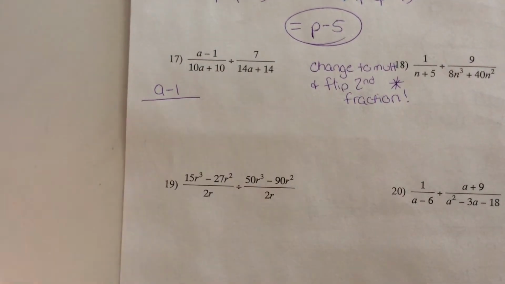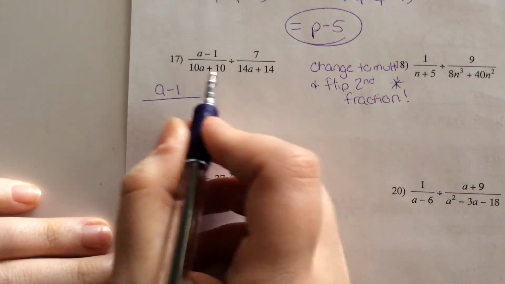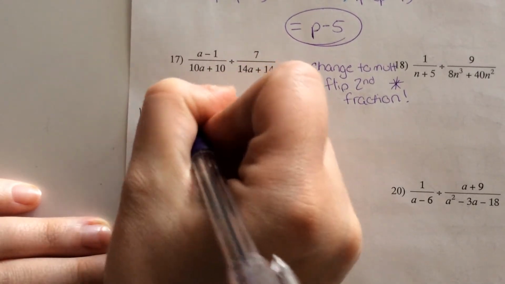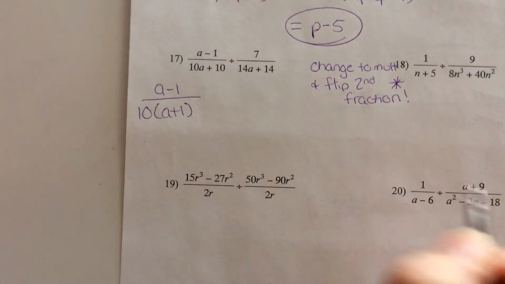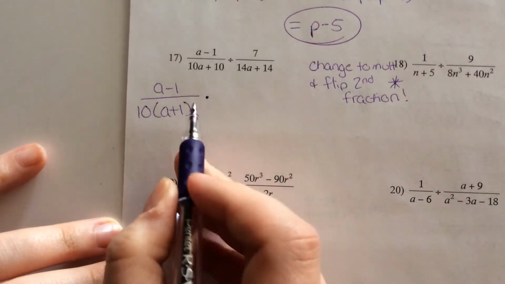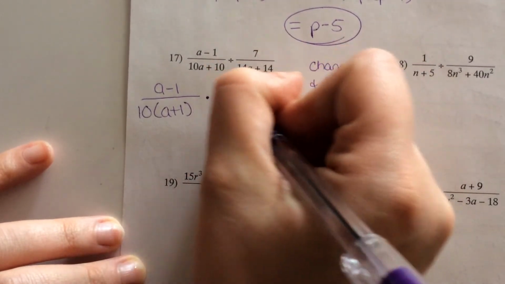And you know what? I'm just going to go ahead and factor this while I'm at it. So in my denominator, I can take this 10 out to the front, and I have a plus 1. Okay, first one's done. It's already factored. We didn't flip it. It's ready to go. We're going to change it to multiplication, not division. And we're going to flip this one.